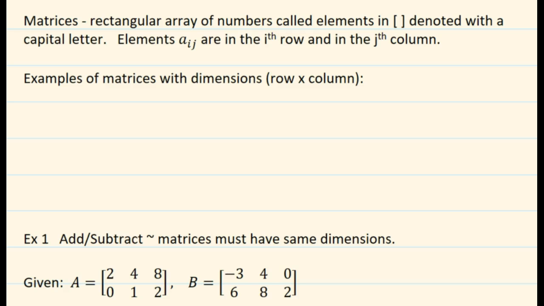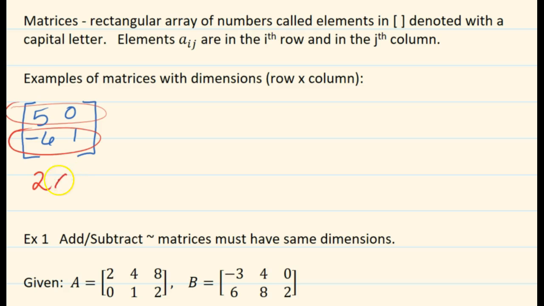So let's take a look at some examples of matrices and talk about their dimensions. Let's start off with a 2 by 2 matrix: 5, 0, negative 6, 1. I call this a 2 by 2 matrix because we can see that it has 2 rows and it has 2 columns. We also call this a square matrix. Anything that has the same number of rows and the same number of columns is called a square matrix.